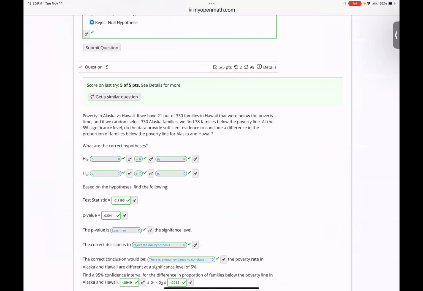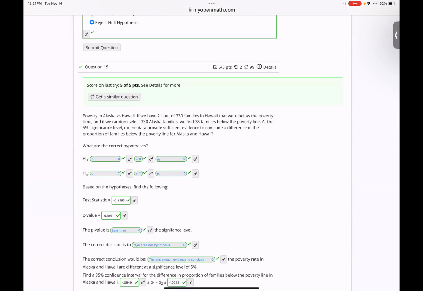Okay, poverty in Alaska versus Hawaii. If we have 21 out of 330 families in Hawaii that were below the poverty line, I think we got a typo in the problem. And if we randomly select 330 Alaska families, we find 38 families below the poverty line. At a 5% significance level, do the data provide sufficient evidence to conclude a difference?